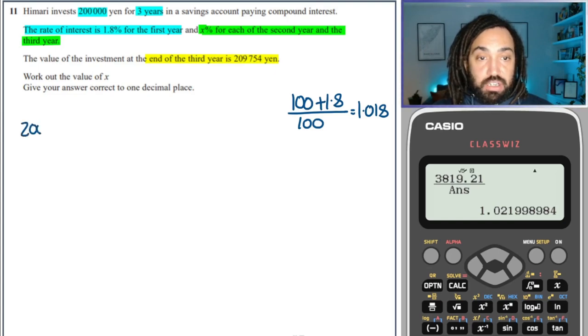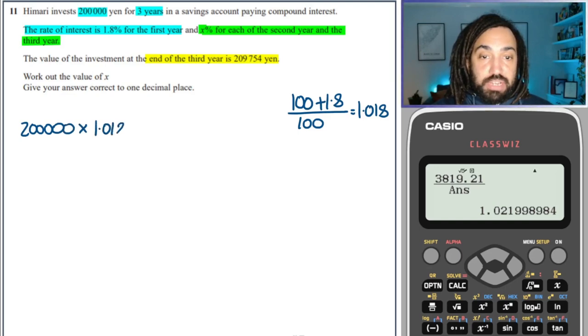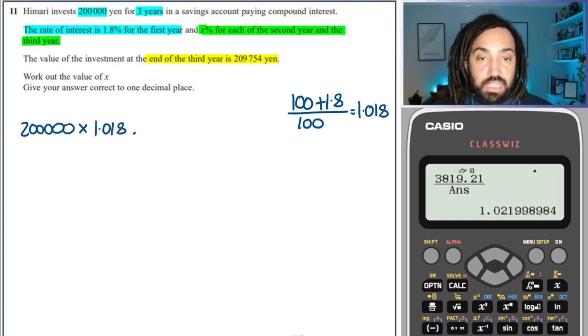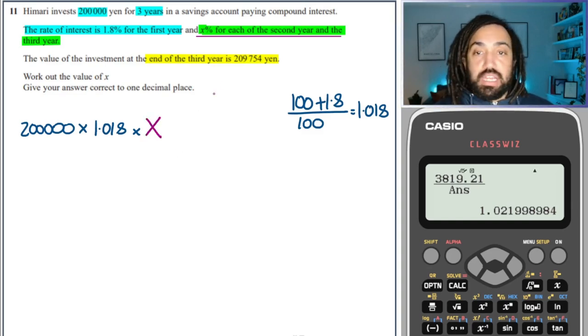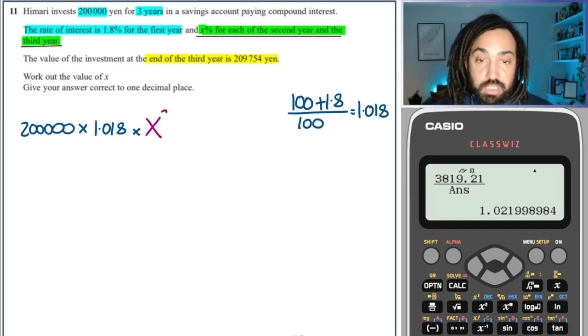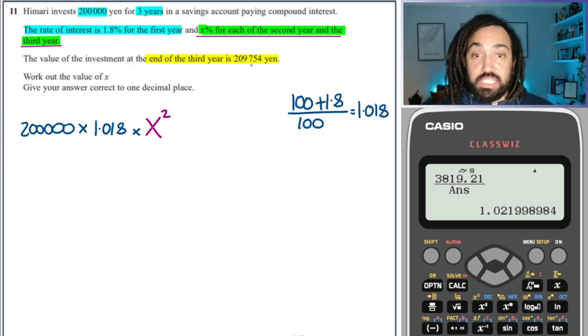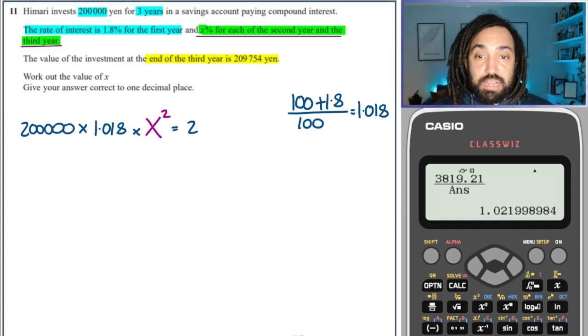So I take our 200,000 and I'm going to multiply it by this amount for the first year. And then the second year, I don't know what it is yet, so I'm just going to call it capital X, like this. And then for the third year, it's also capital X. We're timesing by capital X as well, so I can write capital X squared. So one for the second year and one for the third year. And this should give us our final amount after 3 years, which we're told is this amount, like this.